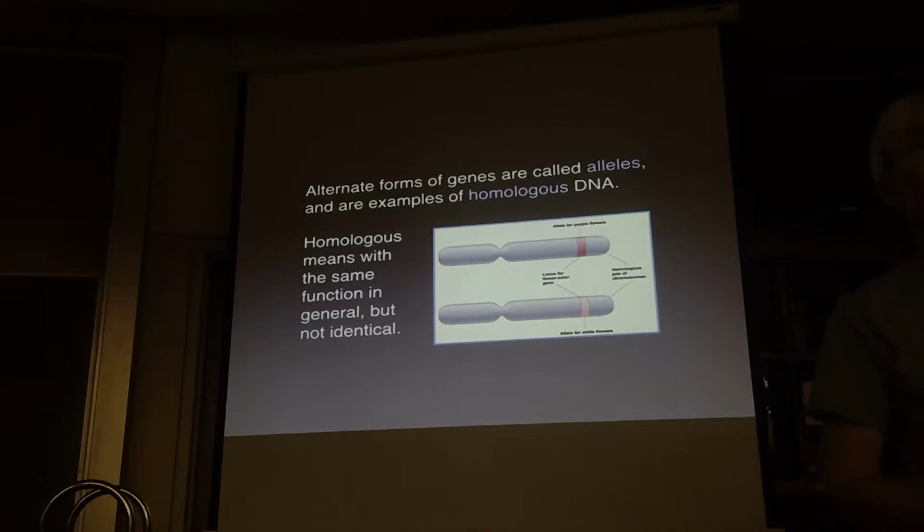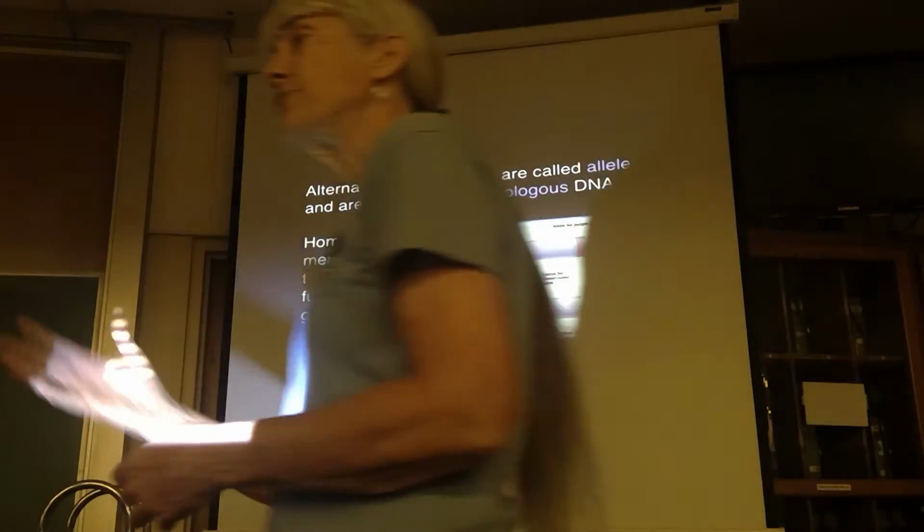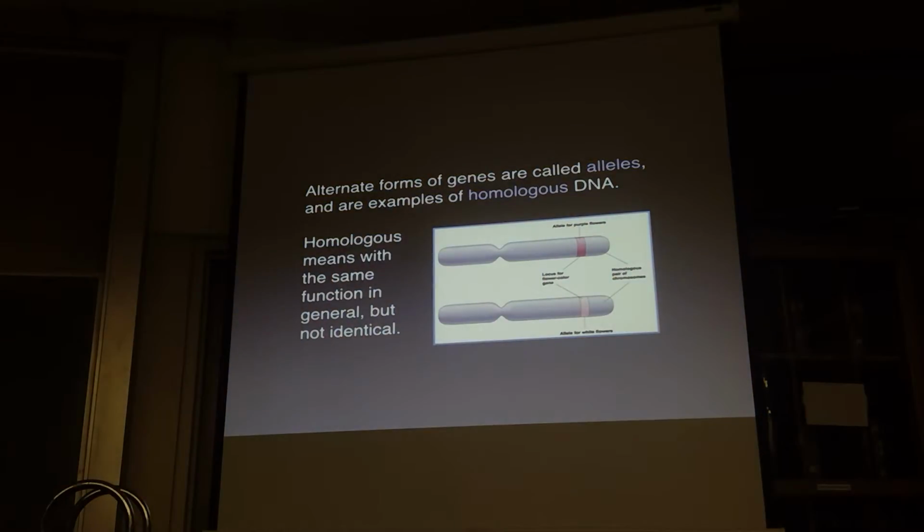The term locus is used to determine or to describe the position of a gene on the chromosome. They have a specific locus, that's where they're located. But these would be DNA encoding the same general aspects, that is flower color, but they're not identical.